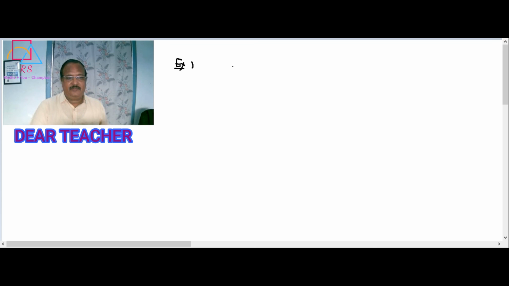Example number 1. Find the zeros of x square plus 7x plus 10. How to find the zeros? Using the factorization method, and compare the relations. Verify the relations. What are the relations? Sum is equal to minus b upon a. You have to verify whether these relations are correct or not. We have to verify with an example. Whenever a formula is there, you should verify the formula.